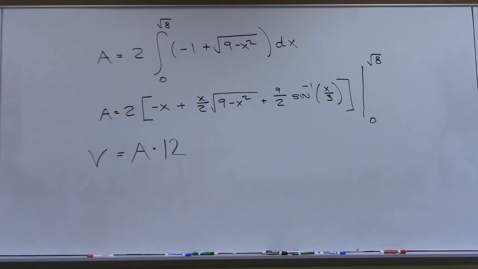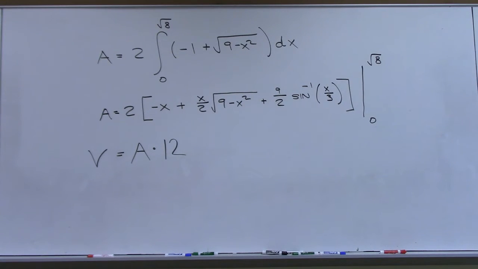Is it coming on? There it is. I'm going to have the computer integrate it for us. So 2 times, the lower limit was 0, square root of 8 is up top. The expression we were integrating was -1 plus the square root of 9 minus x squared.